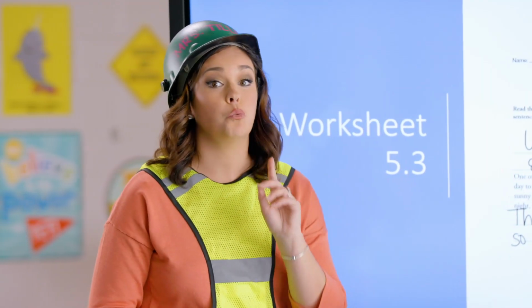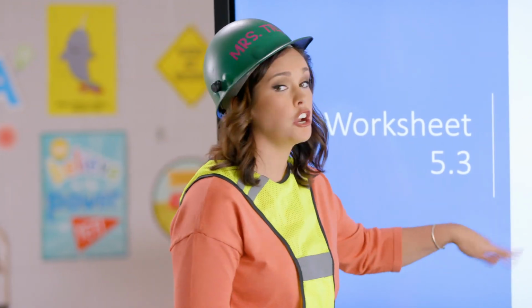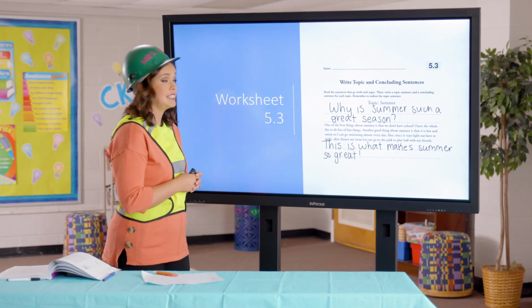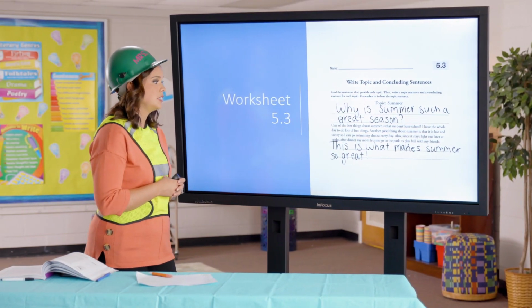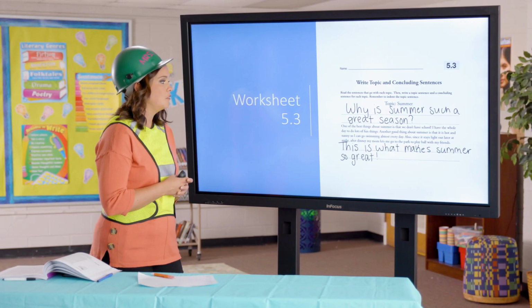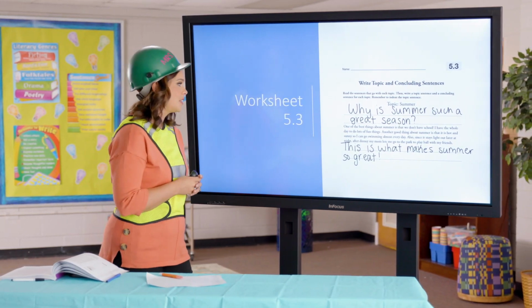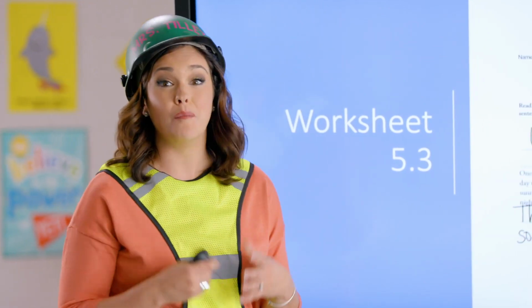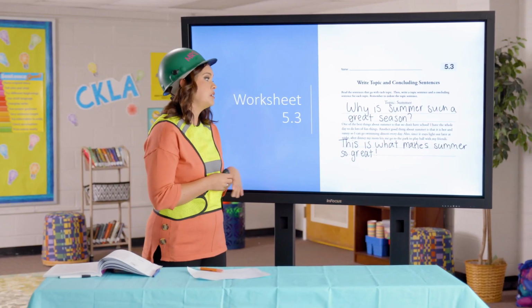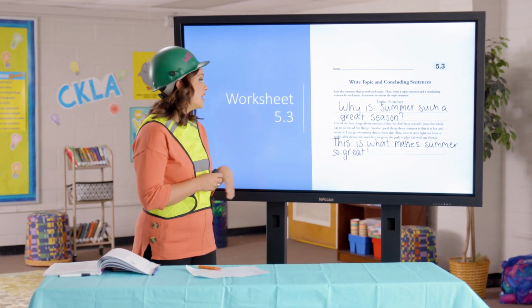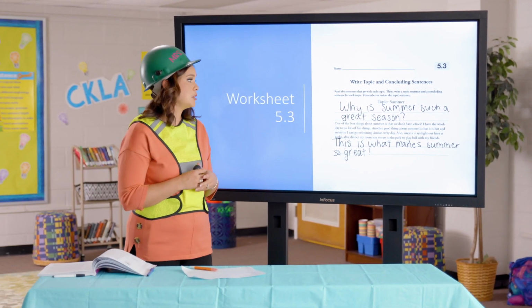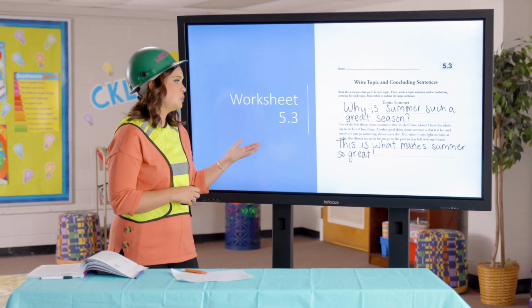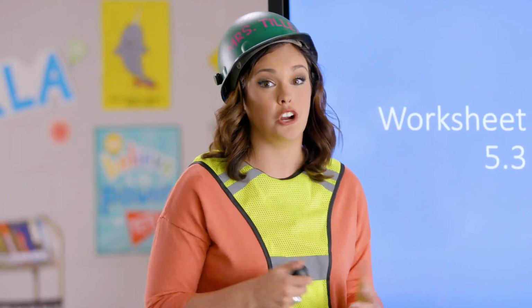Let's read back our paragraph one more time to make sure our topic and our conclusion sentence make sense with our paragraph. Why is summer such a great season? One of the best things about summer is that we don't have school. I have the whole day to do lots of fun things. Another good thing about summer is that it is hot and sunny, so I can go swimming almost every day. Also, since it stays light out later at night, after dinner, my mom lets me go to the park to play ball with my friends. This is what makes summer so great. That makes a lot of sense, and it answers our question.